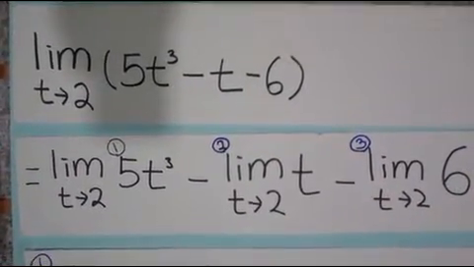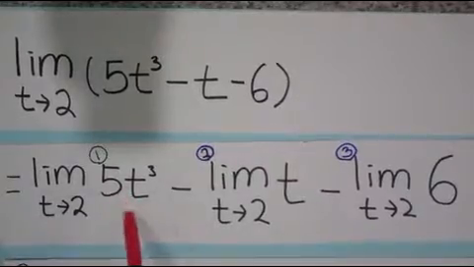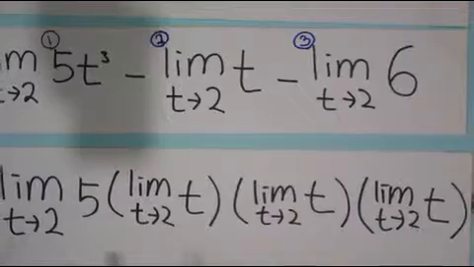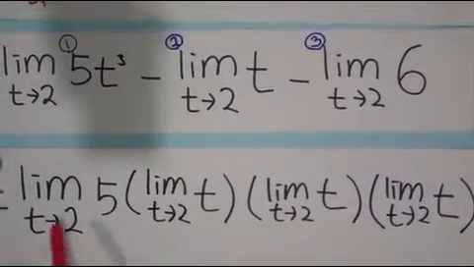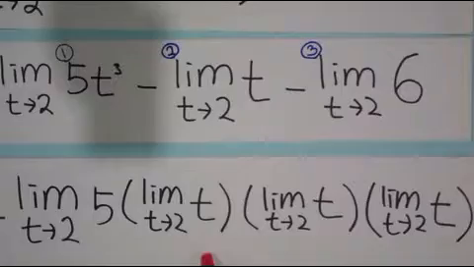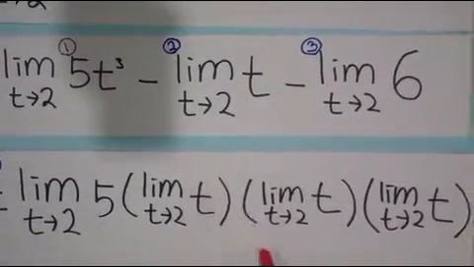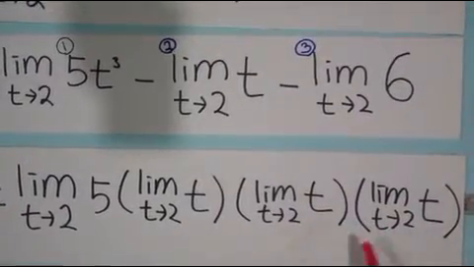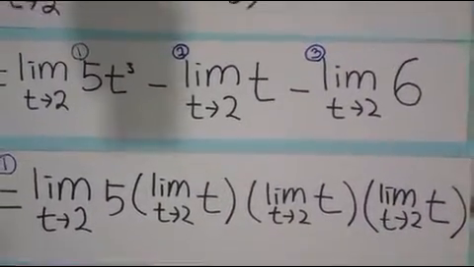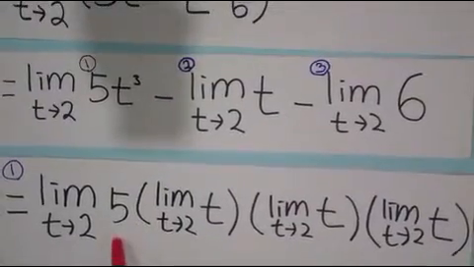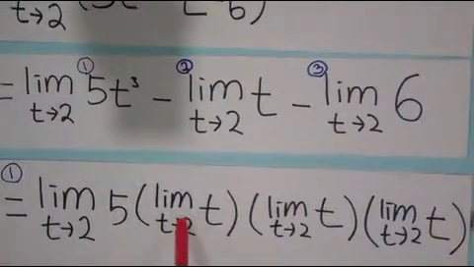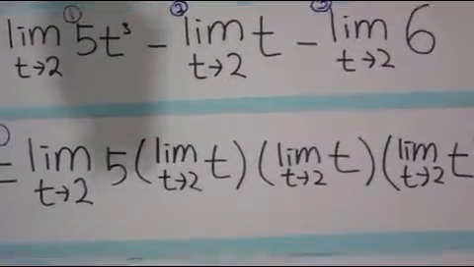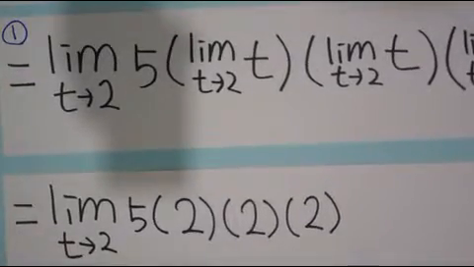By using the product law, the limit value of 5t cubed is divided into parts. The limit value of 5 as t approaches 2 times the limit value of t as t approaches 2 times the limit value of t as t approaches 2 times the limit value of t as t approaches 2. By using the constant multiple law, the 5, which is the constant, is moved out from the limit. After these processes, simple substitution will give you the answer.